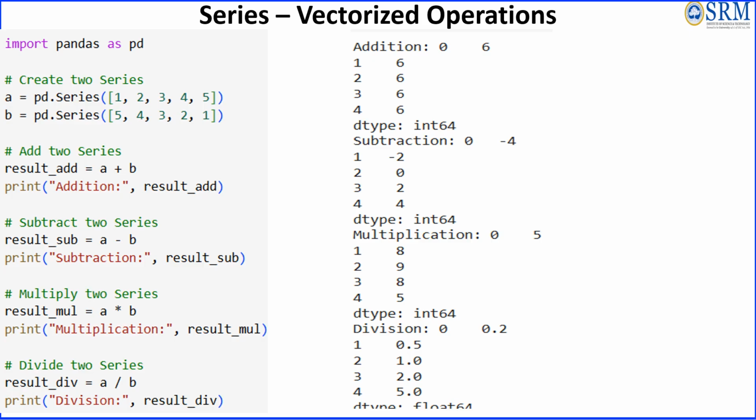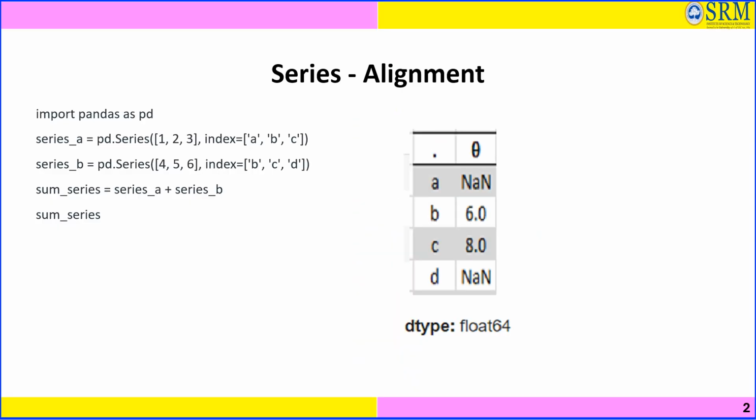Now some vectorized operations like addition, subtraction. For all these, we are taking two Pandas series because we need two things to do these operations. If you put a plus b, it automatically adds. So 6, 6, 6 are the output, and likewise subtraction, multiplication, and division. This is a normal one, but since it is a single dimensional series, it's easier to do that.